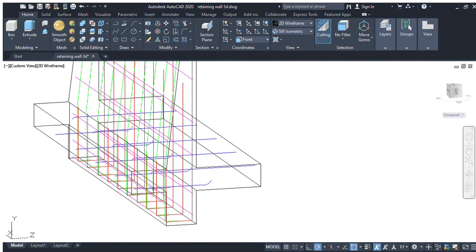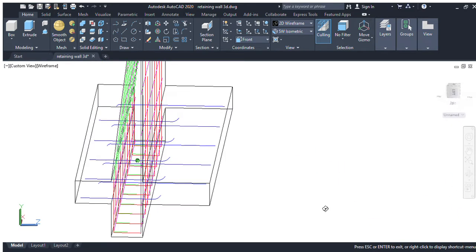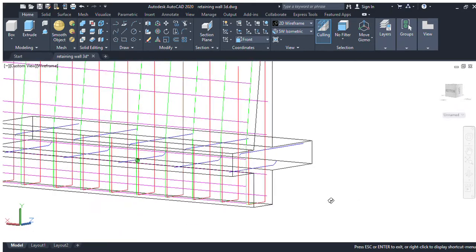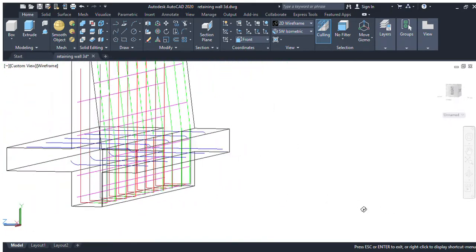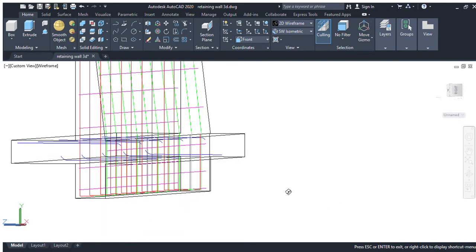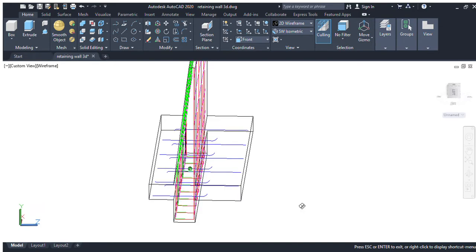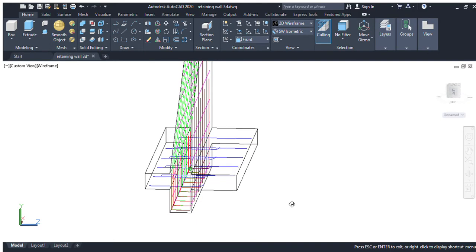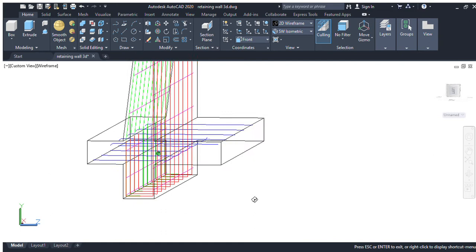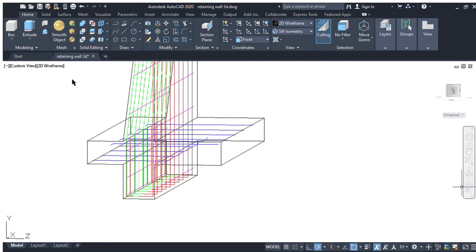This is the bottom main bar. This is the top main bar. Means this is the heel slab main bar. This is the toe slab main bar. We can see the reinforcement along both the lengths. Next, we provide the distribution bars also. This is the distribution bars.